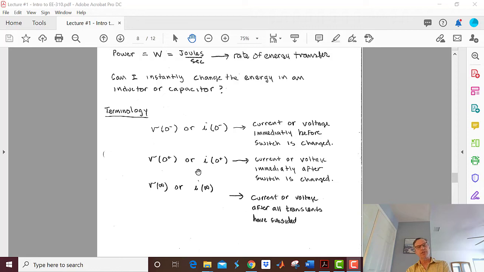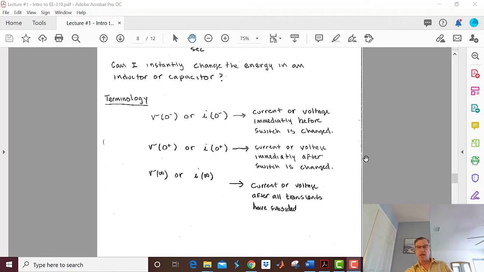We then have V at zero plus or I at zero plus. And this is the current or the voltage immediately after the topology of the circuit has changed. So it's just on the other side of t equals zero. So we said that we have our steady state here, we have our insult, and then eventually it settles out, or the boing goes boing and goes away. And the voltages and currents at that time, we refer to them as V of infinity and I of infinity. So it's the current or voltage after all the transients have subsided.